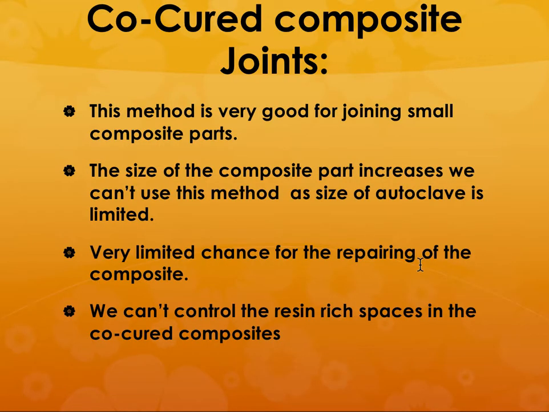So the other method, the final method, is co-curing. This is very good for joining small composite parts. But when you increase the size of your component, this is not a very useful method, because the size of the autoclave is limited, and there is very little chance for the repairing of the composite if anything happens during the curing process. So if you want to repair something, this is not a good method.